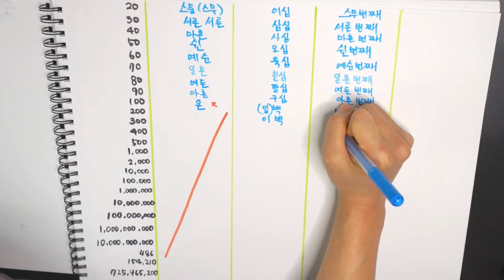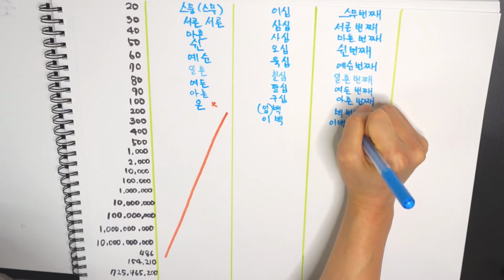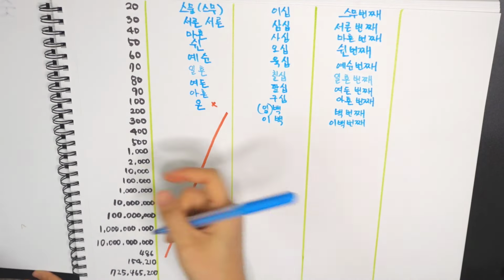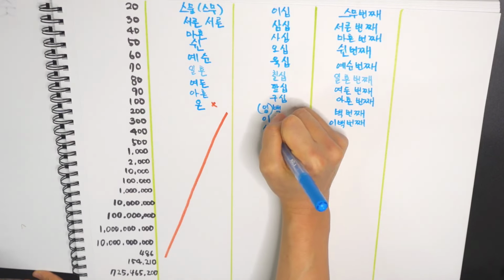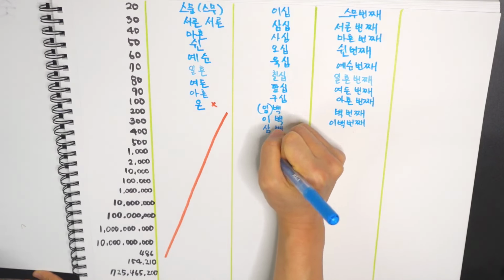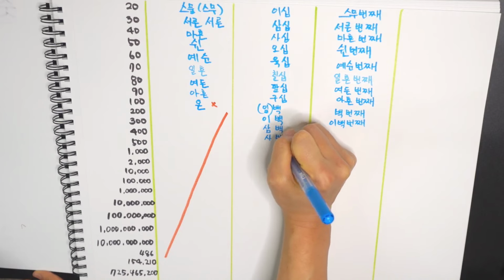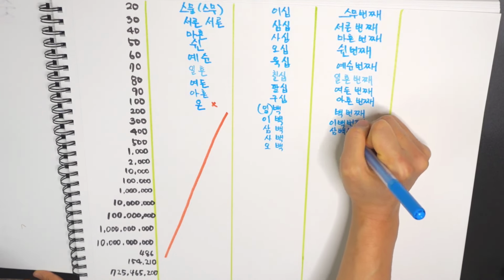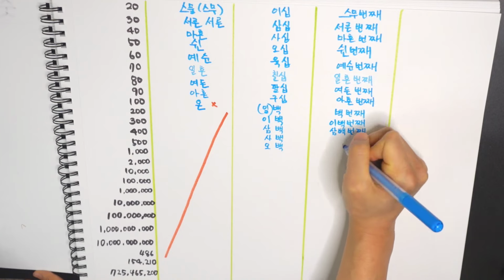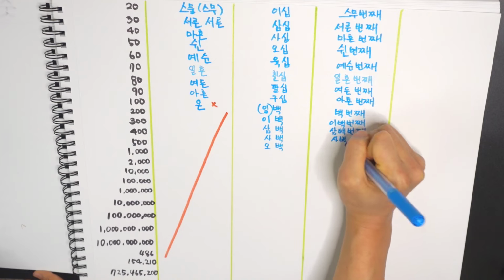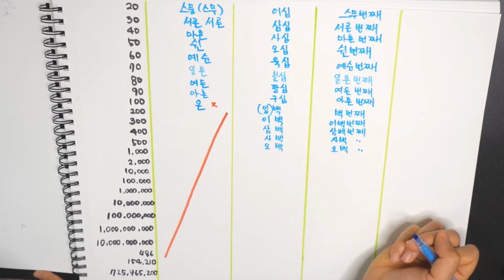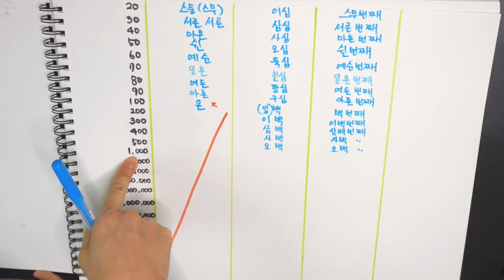Okay, and we have 이백번째. Okay, and we have 300. That is 300, 400, 500. Okay, so we have 300번째, and we have 400번째, 500번째.